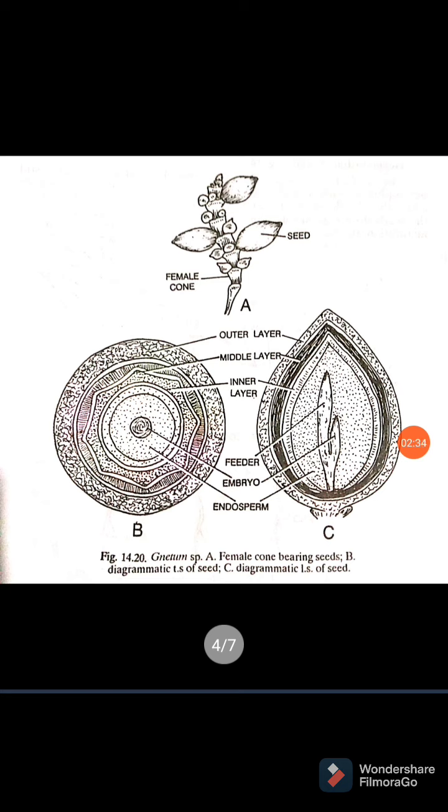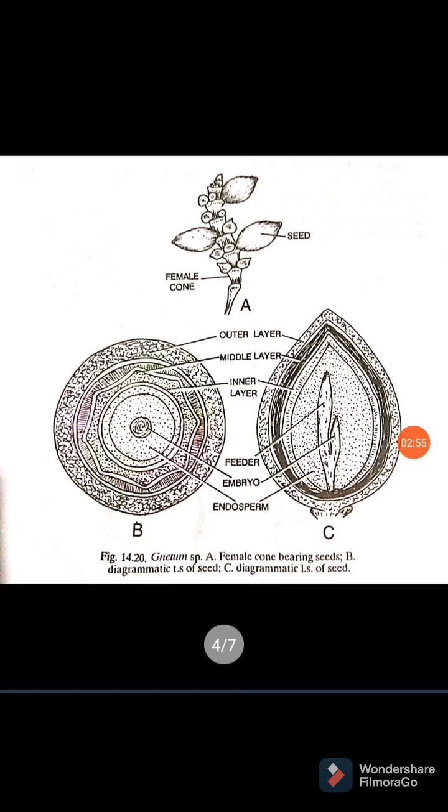And also this middle layer, after it forms the hard protective covering, is differentiated into palisade, sclerenchyma, as well as parenchymatous zone. And also many vascular bundles are found in this layer.